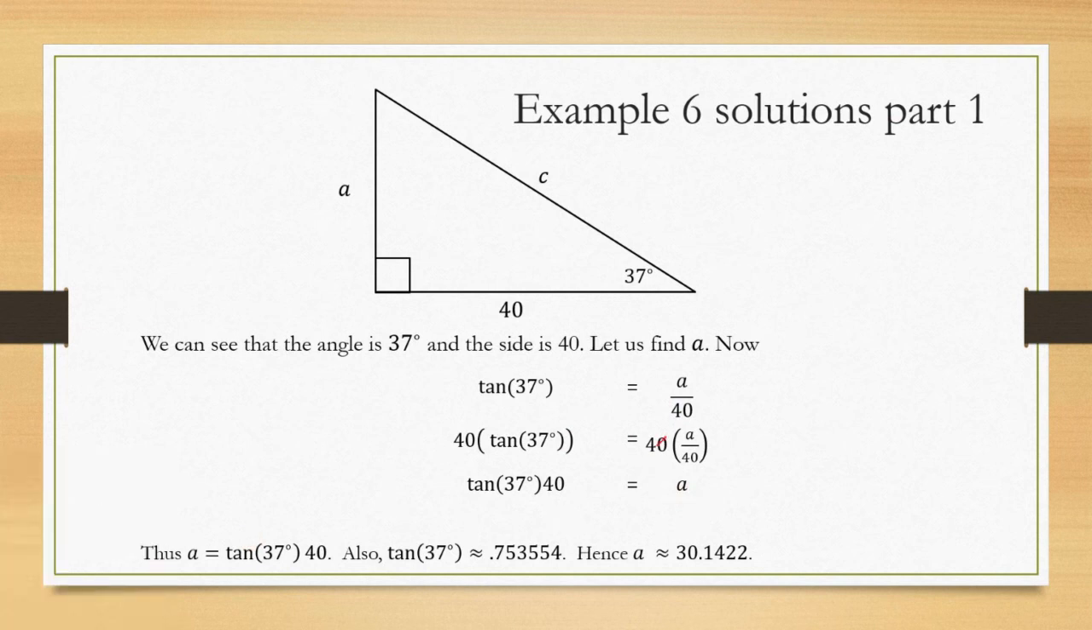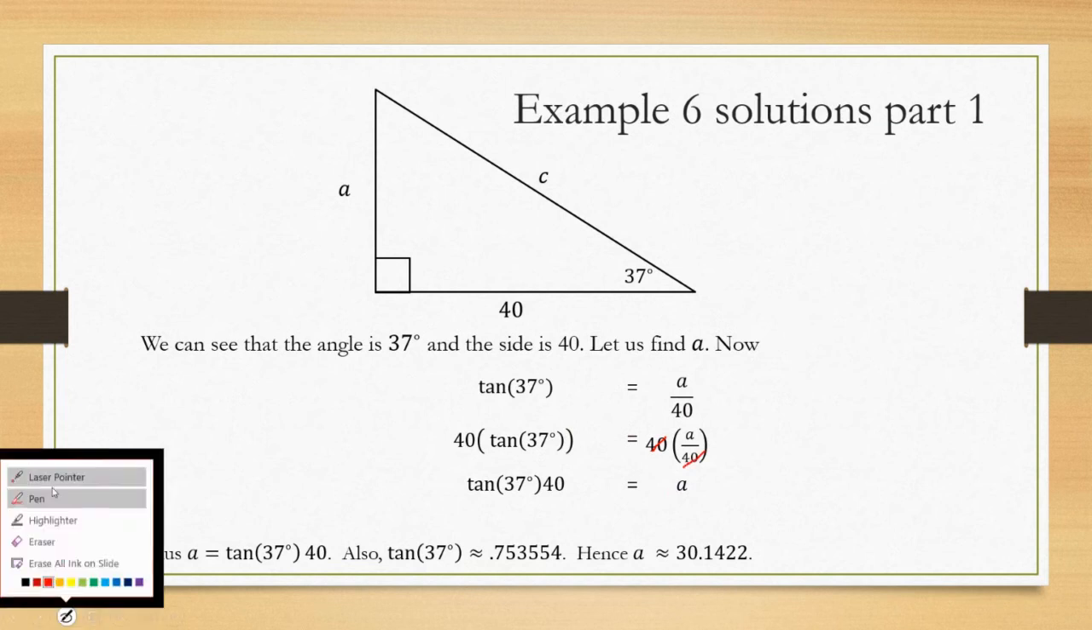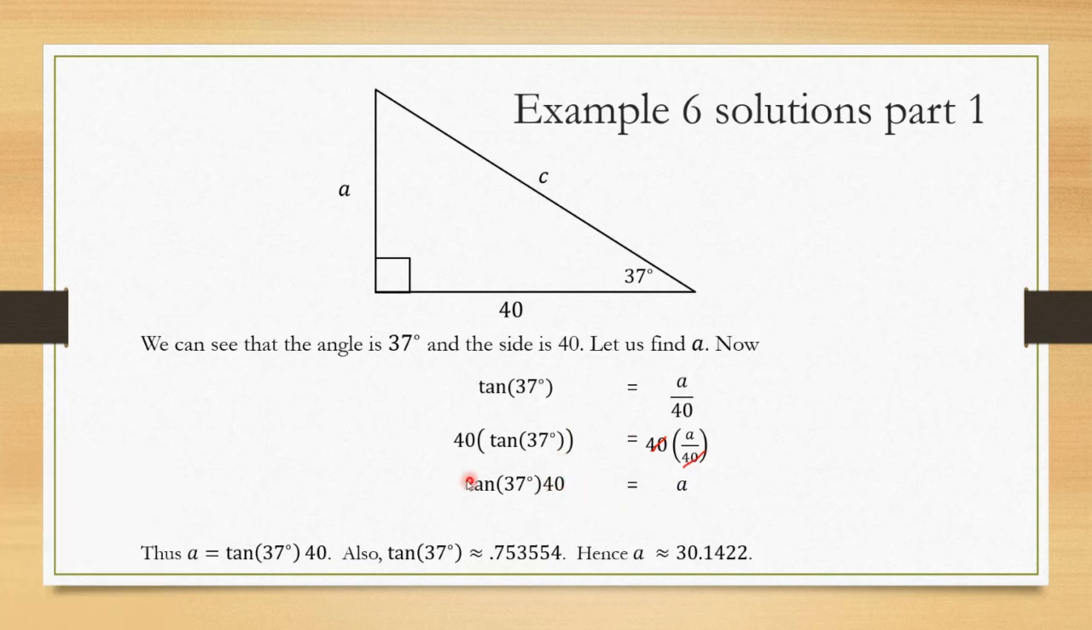By doing that, these are going to cancel. And you get 40 times tangent of 37 degrees is A, which is equivalent to writing this. I just interchange both sides. But again, if you calculate tangent of 37 degrees in your calculator, you get about this amount approximately.